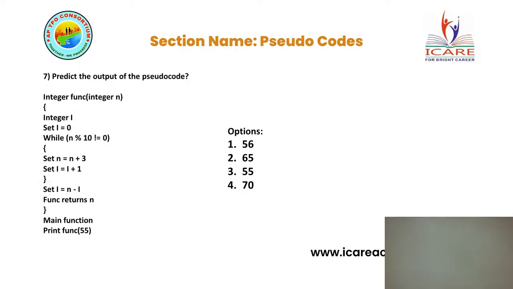We are moving to the next question. Predict the output of the pseudocode. Here there are some functions and a main function. Whenever we observe that there is some function and also a main function, we are calling the main function also. So can you try this?